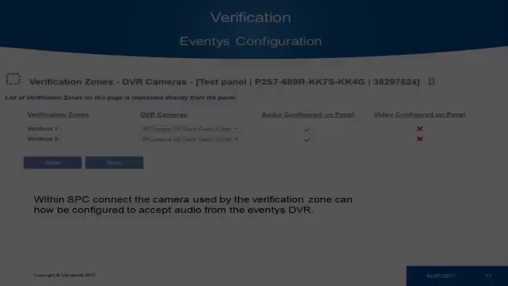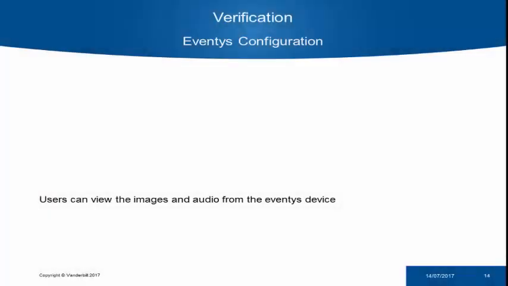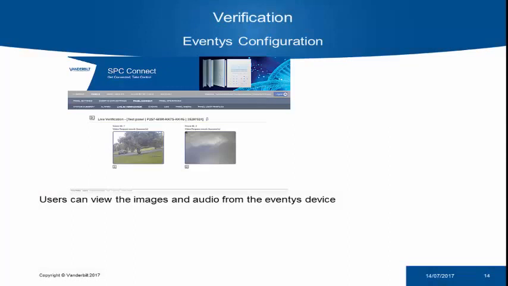In the final setup, we configured the verification zones on SPCconnect. Once this is achieved, SPCconnect will retrieve the verification zones currently configured on the SPC panel and allow you to select if the NVR's camera should be used for a particular verification zone. From here, we can also look at the live verification from the NVR in order to ensure we have the correct camera.